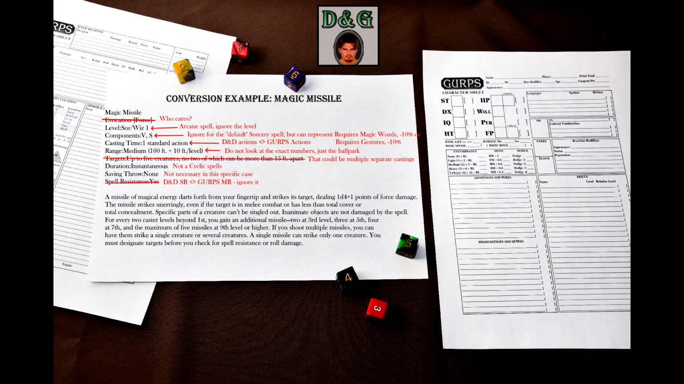Targets. Up to 5 creatures, no two of which can be more than 15 feet apart. Think about it this way. Yes, it can target up to 5 creatures, but it also takes a standard action to cast. GURPS is more granular, so these 5 targets might have been 5 separate castings. Also, the number of missiles depends on the caster level, and we do not care about that. Our magic missile will target a single target.